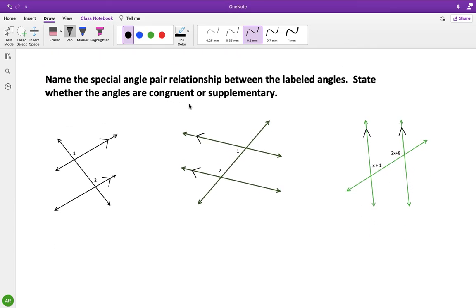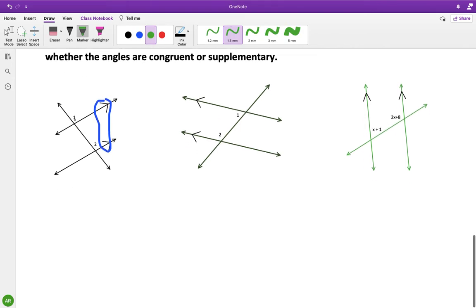Okay, now we're going to name the special angle relationship between the labeled angles, and then state whether the angles are congruent or supplementary. So right here we have one inside, one outside, and they're both on the same side of the transversal. And we notice that we have some parallel lines by the chevrons posted there. So since one's on the outside and one's on the inside, we know these are corresponding angles. And since they are corresponding angles, we know that they are equal. So I'm just going to put an equal sign there. In fact, I'll do this to say they're congruent.